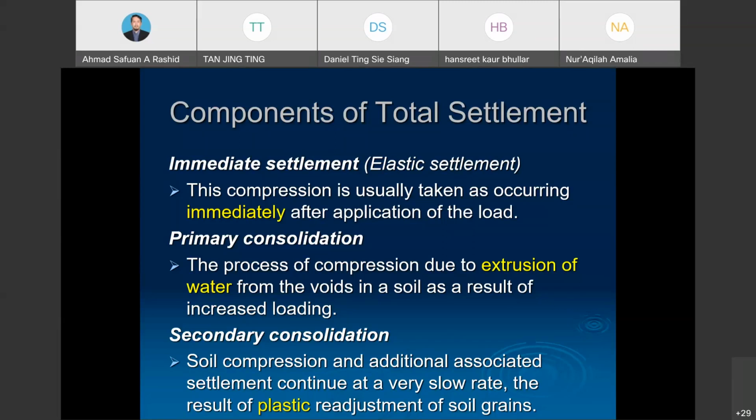So normally for secondary consolidations, we consider when we have a reclaim area, kita perlu ambil the properties of the secondary consolidation, when we construct or we want to develop a new area under a reclaimed soil, kawasan yang ditambak lah.